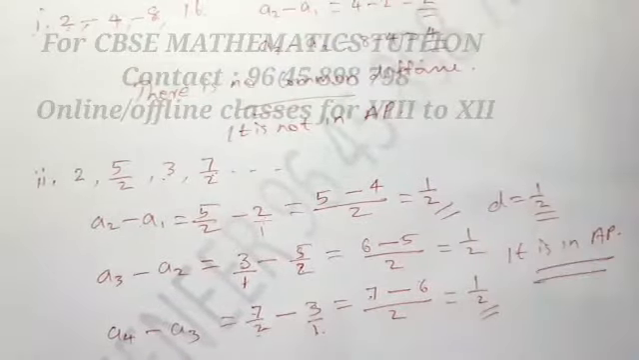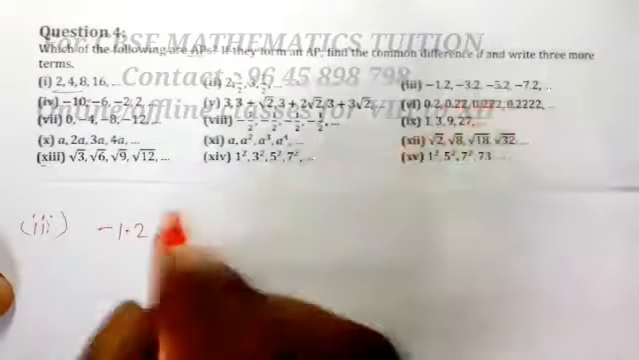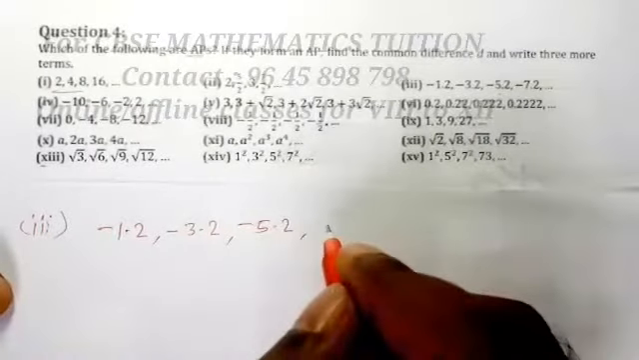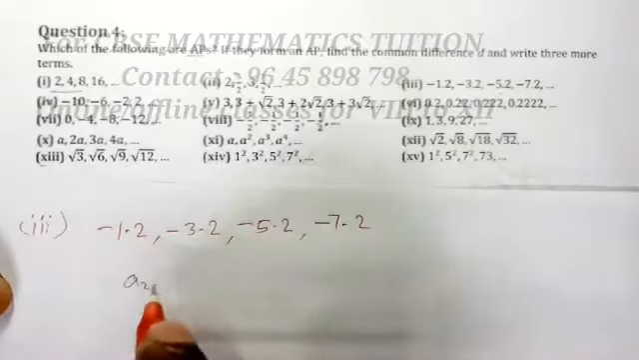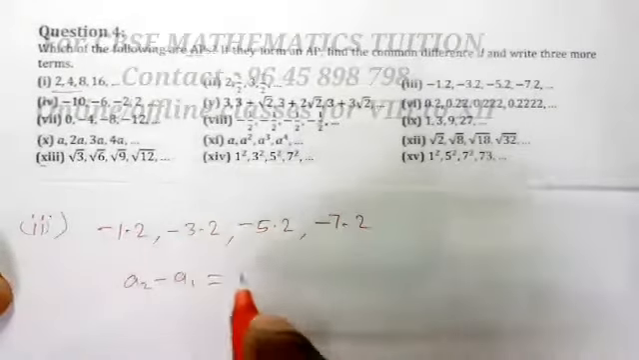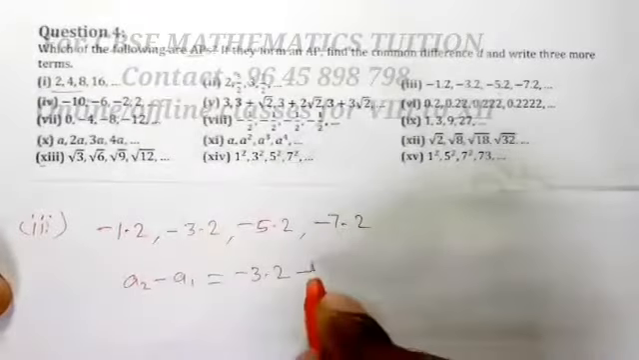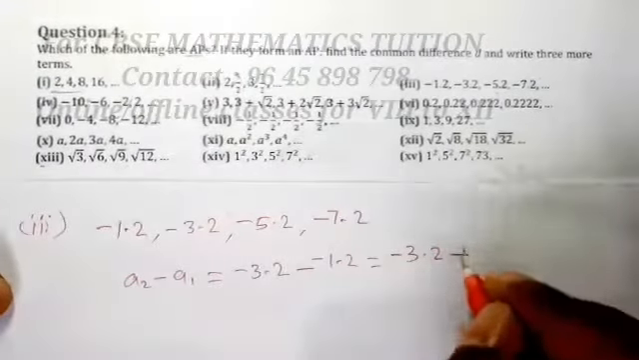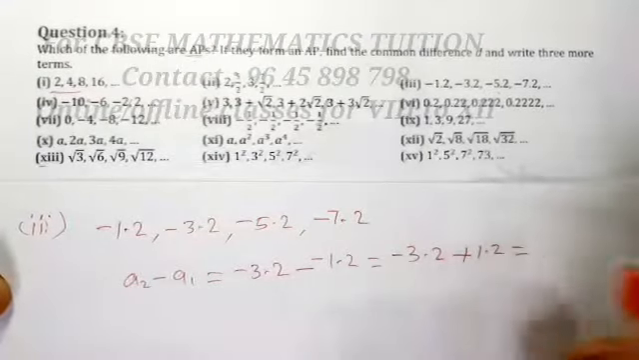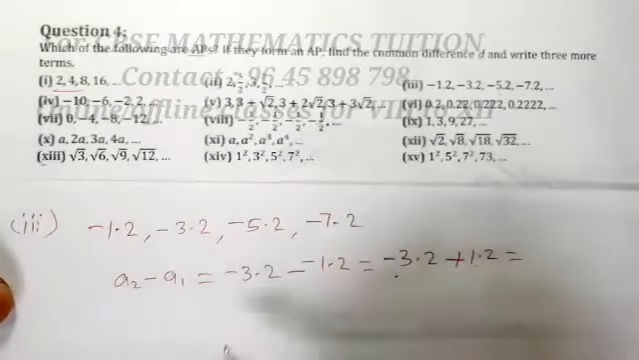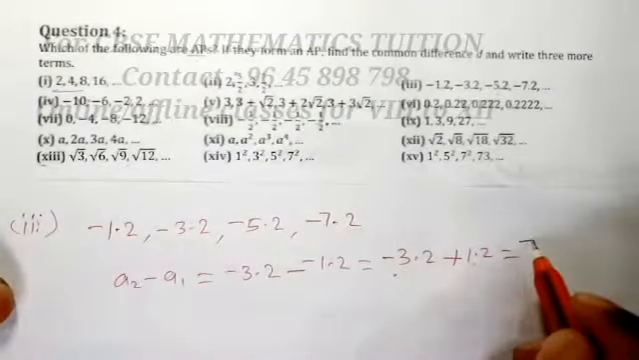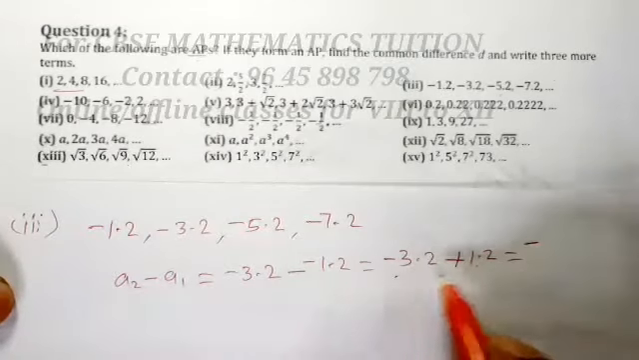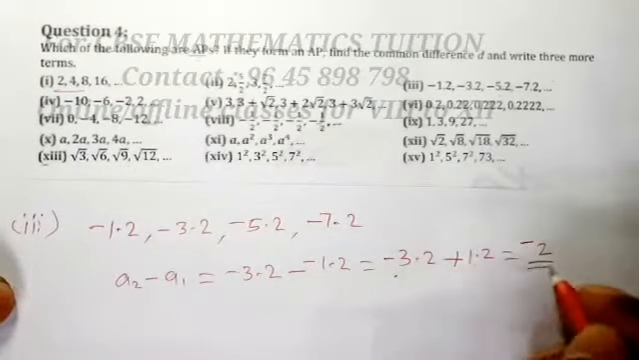Third question: minus 1.2, minus 3.2, minus 5.2, minus 7.2. We can check the differences. A2 minus A1 is equal to minus 3.2 minus minus 1.2. So the minus becomes plus, it is 1.2. Here one is negative, one is positive, so the greater number's symbol will be given here. So here negative. Then the difference will be found: 3.2 minus 1.2, so the difference will be 2. So minus 2 is here.